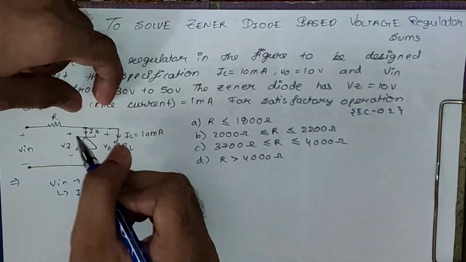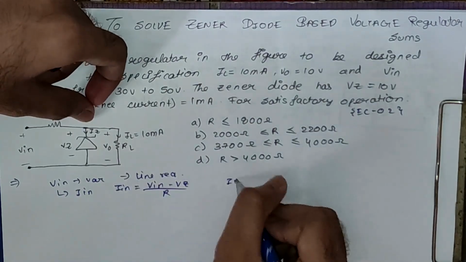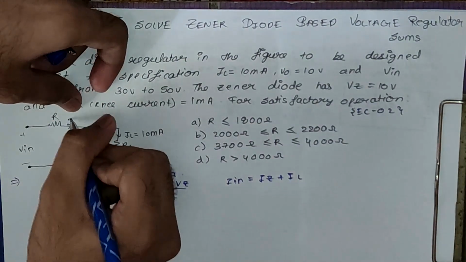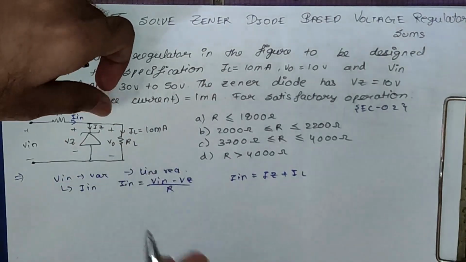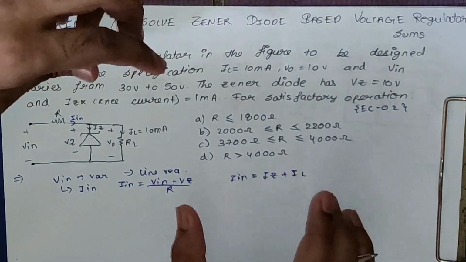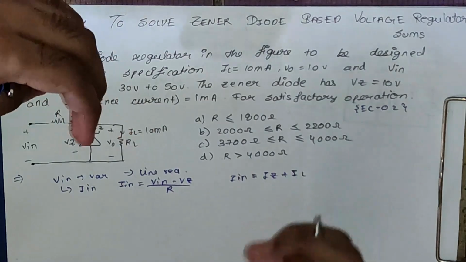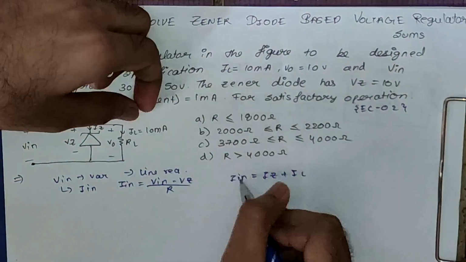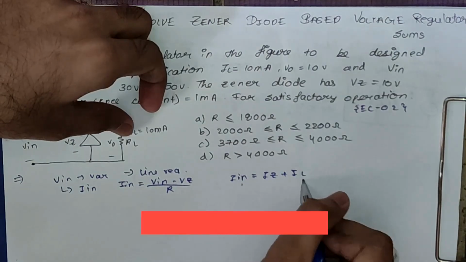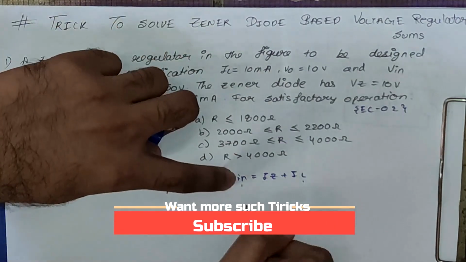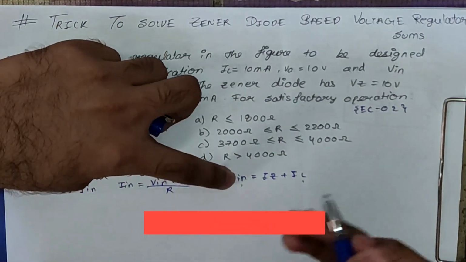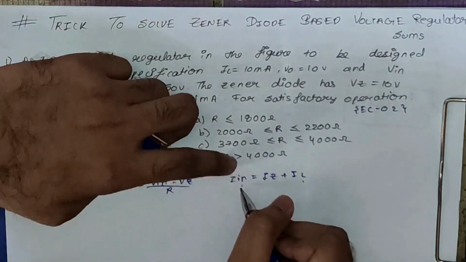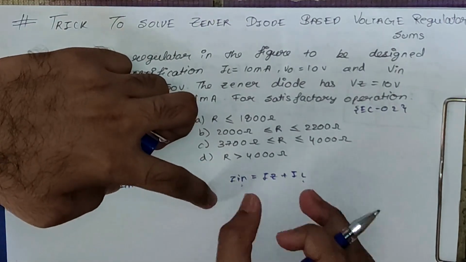And if we apply KCL at this node, we will get I in is equal to Iz plus IL. This is what I have explained in brief in the previous video, so it will be better if you watch that video first and then move to this video. Here I in is varying, IL is fixed. Why is IL fixed? Because IL is nothing but VO by RL. So IL is fixed here, but I in is varying. So to maintain this equation, Iz should vary.